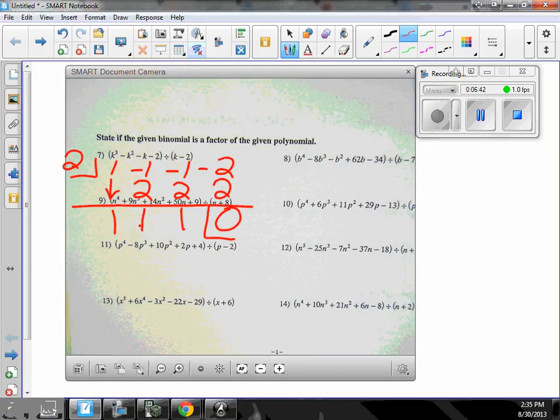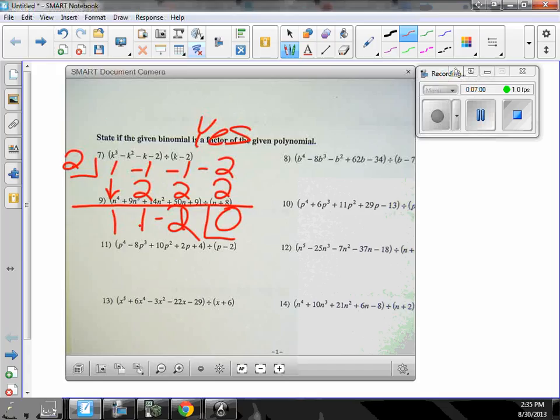Okay, put your pencils down. Now this is kind of a bad example, but let's suppose the answer to number 7 is yes. But let's suppose that this ended up being a minus 2.